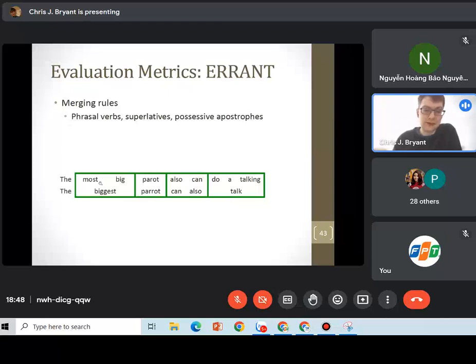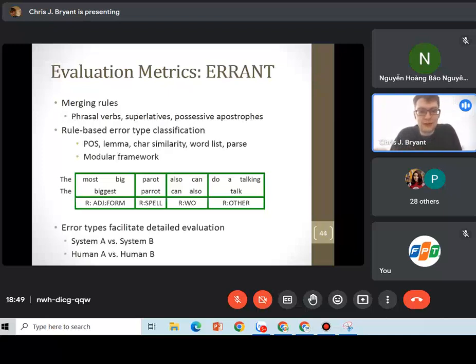So for example, you probably don't want to just delete "most" and change "big" to "biggest." A human would probably say change the phrase "most big" to "biggest." So there is a rule to combine them. Similarly, "doer talking": you can't just change "talking" to "talk." "Doer talk" might not work. So there are ways of combining these into more human-like edits.